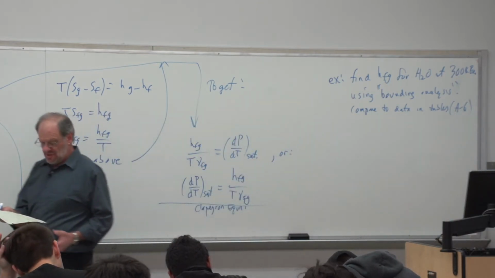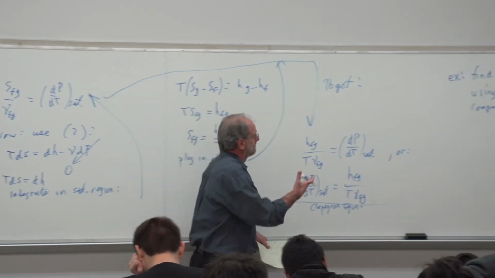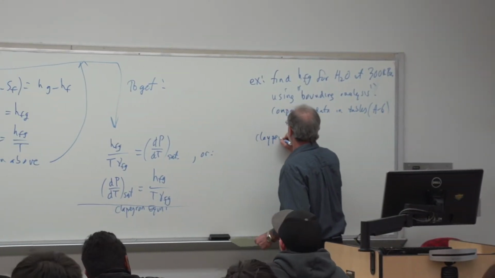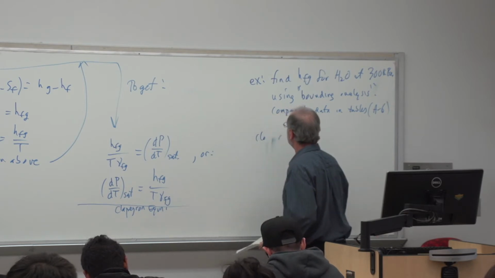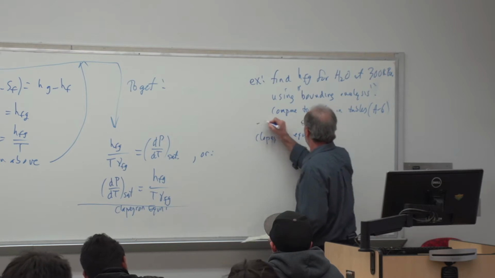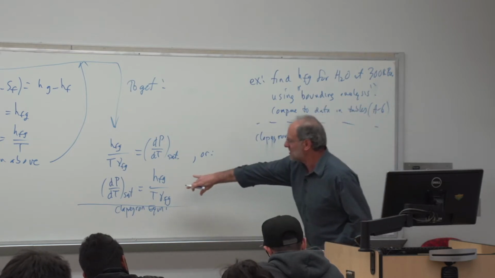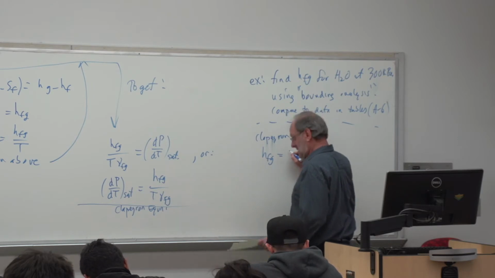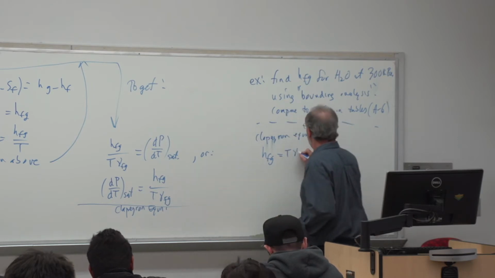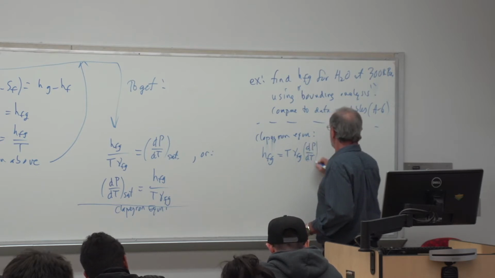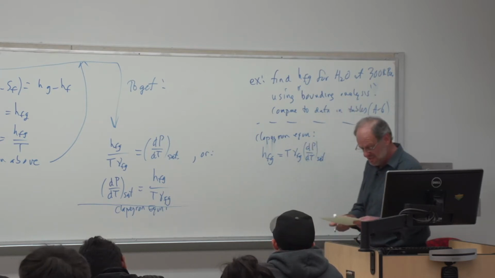All right, so how do we do this problem? Well, we're trying to find HFG. So we start with the Clapeyron equation. In fact, I'm going to rewrite this in terms of HFG. So HFG is just going to equal temperature times VFG, and then times dP dT in the saturation region.